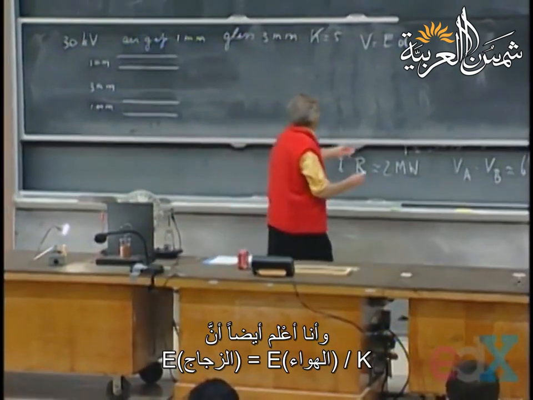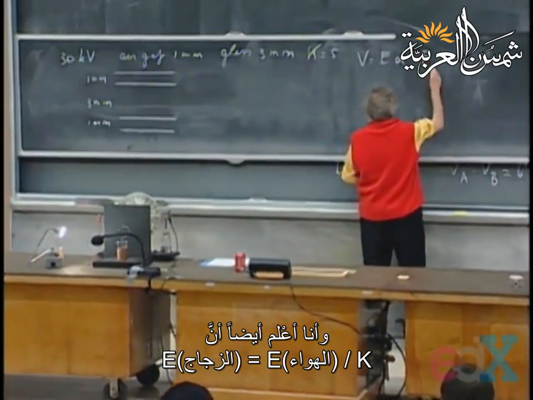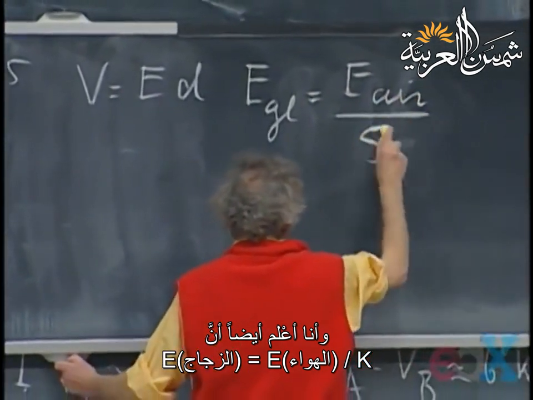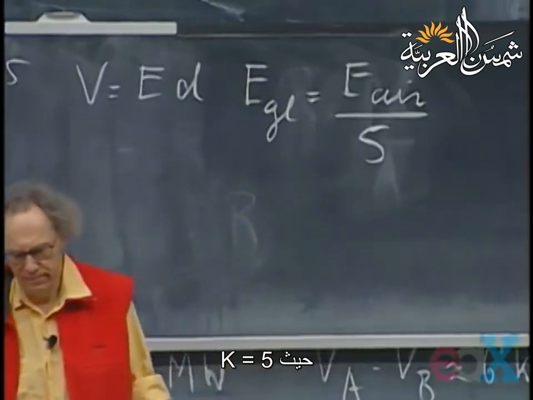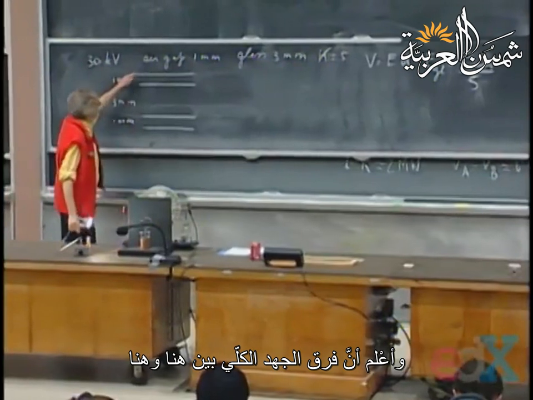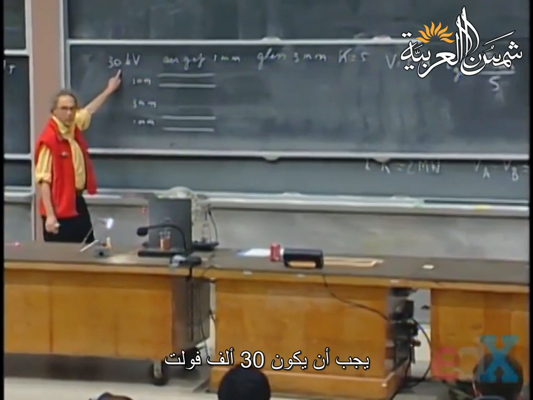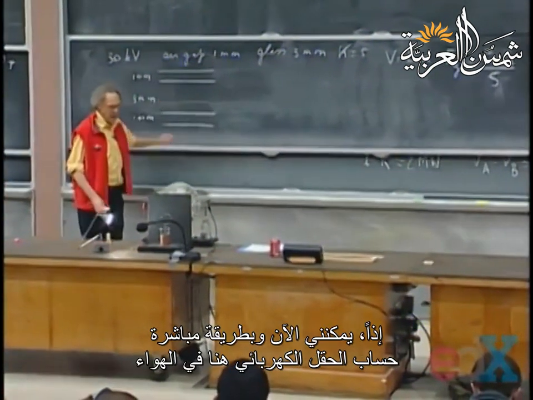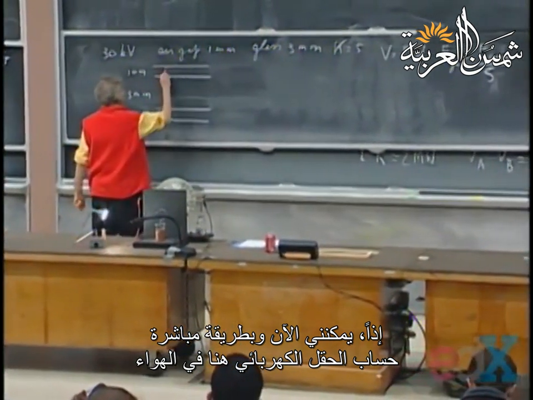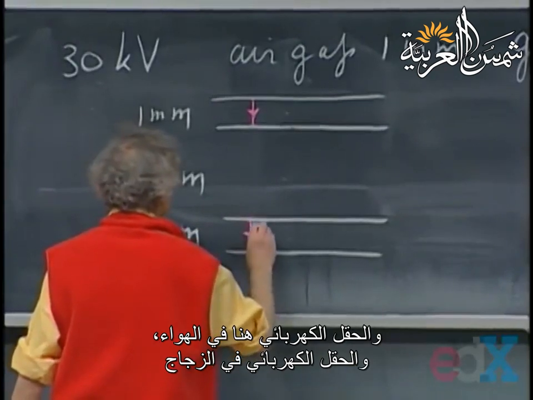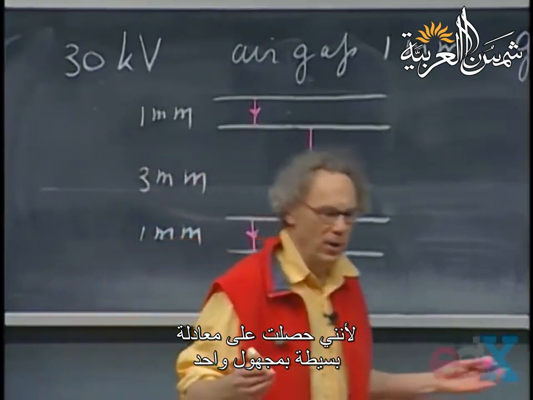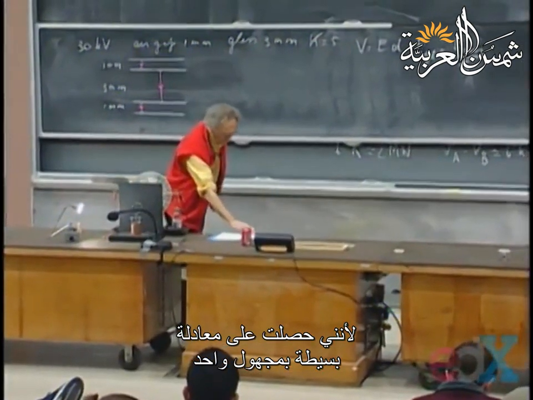I also know that E glass is the same as E in the air divided by that kappa, which is 5. And I know that the total potential difference between here and here must be 30,000 volts. And so this allows me now to calculate, in a very straightforward way, the electric field here in the air, the electric field here in the air, and the electric field in the glass, because I get a simple equation with one unknown. And that's the following.